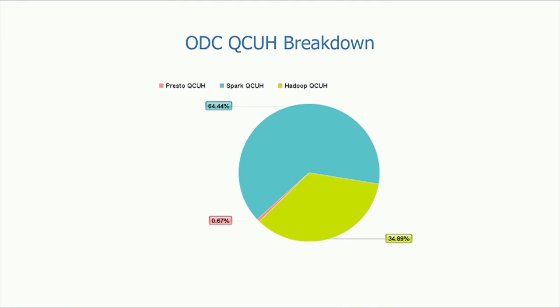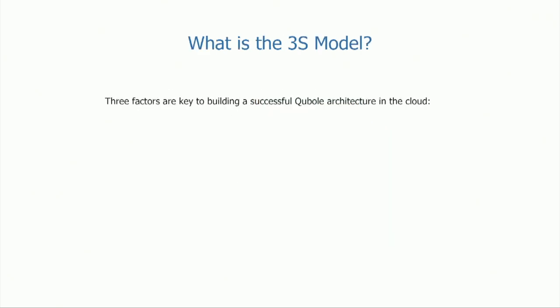Again, 2 years ago, we hardly had any Spark, and now Spark is almost three-fifths basically of our processing realm. We're actually moving more away from Hive and Hadoop, and we're starting to explore Presto again. So now it's time to solve the question of what is the 3S model.